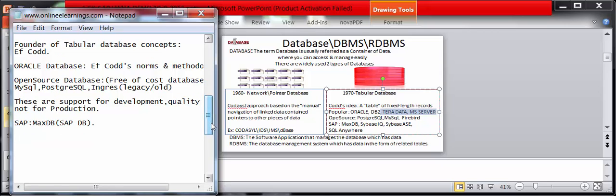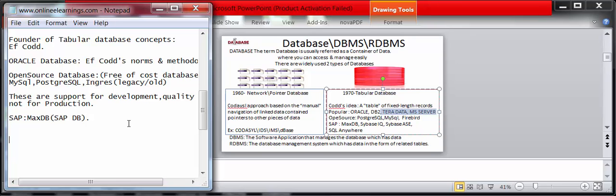Other than MaxDB, SAP also has other databases: Sybase IQ and Sybase ASE. These are not originally owned by SAP. SAP acquired the Sybase company and the Sybase databases, and of course now it is the proprietor of Sybase. That is the reason SAP now owns more than three types of databases. Other than SAP MaxDB, SAP Sybase IQ and SAP Sybase ASE, SAP also has one more very popular database called SAP HANA. Obviously we are going to discuss SAP HANA in subsequent classes, or maybe subsequent slides.